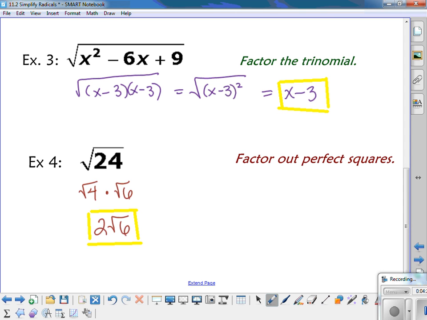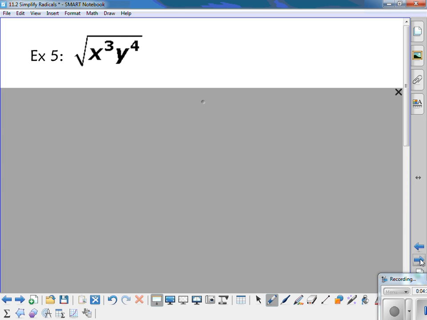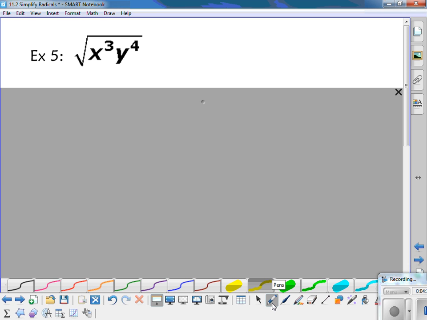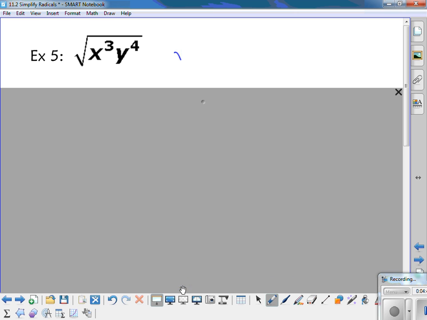And then when we have variables, like a monomial, here we've got x cubed times y to the 4th. You want to have even numbers, right? So I'm going to rewrite my x cubed as x squared times x. And then the y to the 4th is an even number, so we can take the square root of it. Because remember, it was like we were dividing everything by 2. You guys remember that when we did fractional exponents?